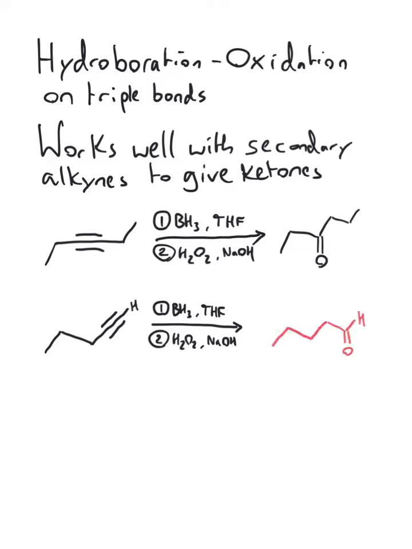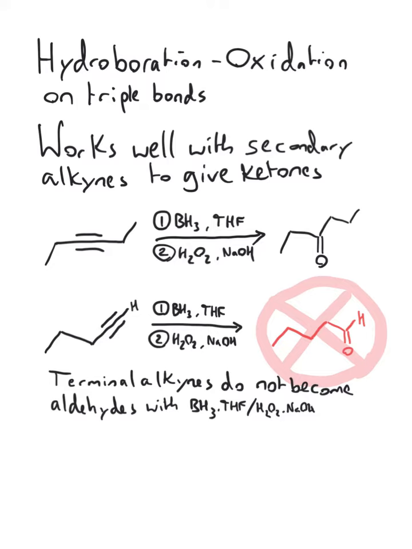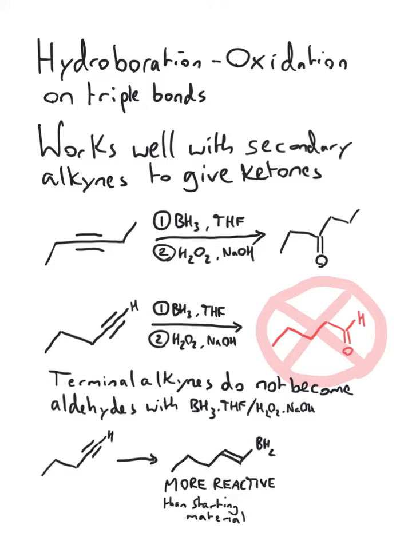Okay, so if you drew the aldehyde, well done. That is what I was looking for, but you are wrong. The problem with the alkene borane intermediate that is formed is that it is more reactive than the starting material. So instead of all the borane reacting with the triple bonds, you'll form this borane that is more reactive and therefore will react with another borane to give you this diboranated alkane.